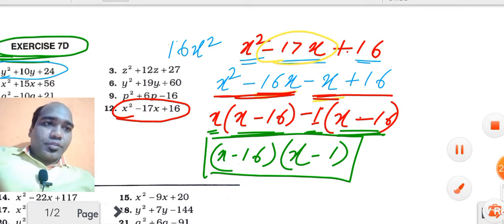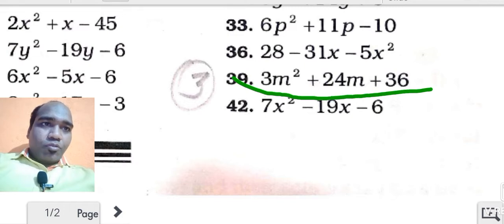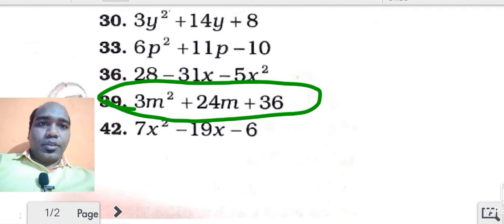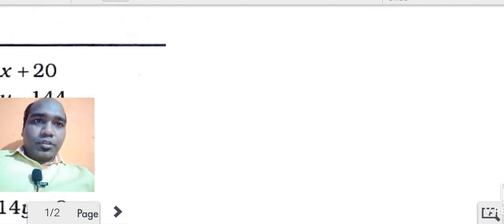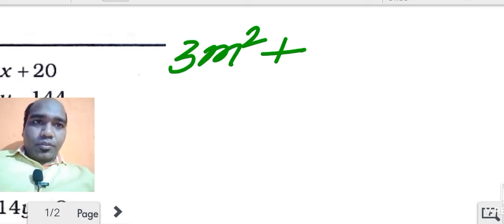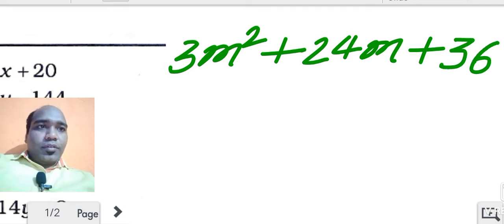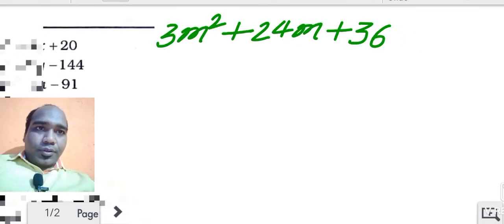Now come to another question. Okay, now come to this question. 3m square plus 24m plus 36. Okay, so we'll solve this question. 3m square plus 24m plus 36. This is our polynomial. Now we have to factorize this one. Okay, we'll factorize this part.